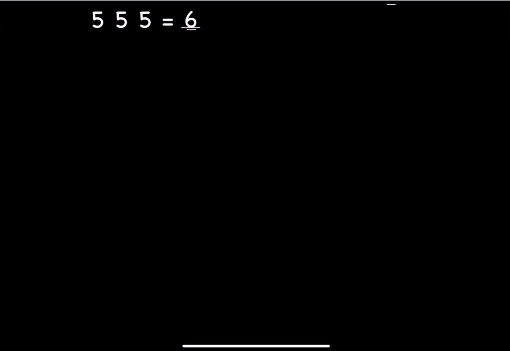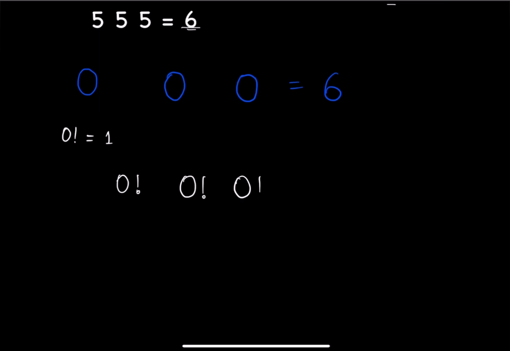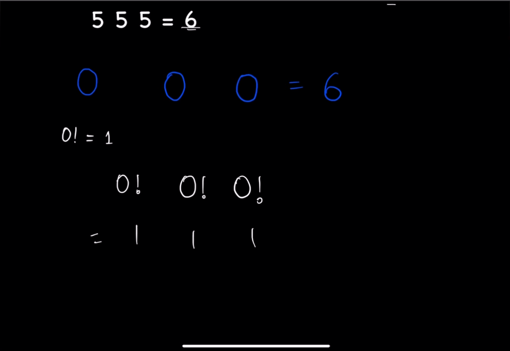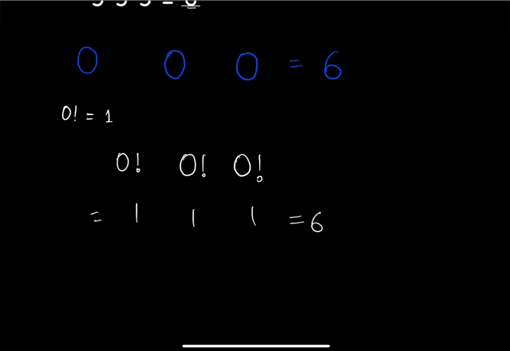So our first one is 0, 0, and 0. And we have to find how we use this to get 6. Now, mathematicians know that 0 factorial is 1. So that means if we took each 0 and found the factorial of it, then that would give us 1, 1, 1. So now all we have to do is find how 1, 1, 1 would give us 6.